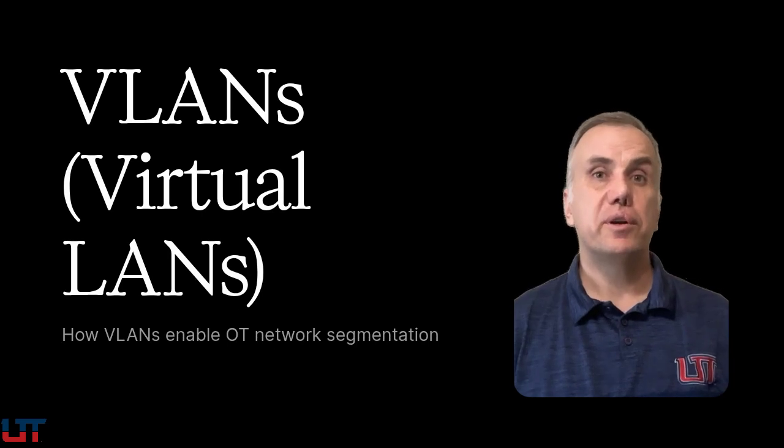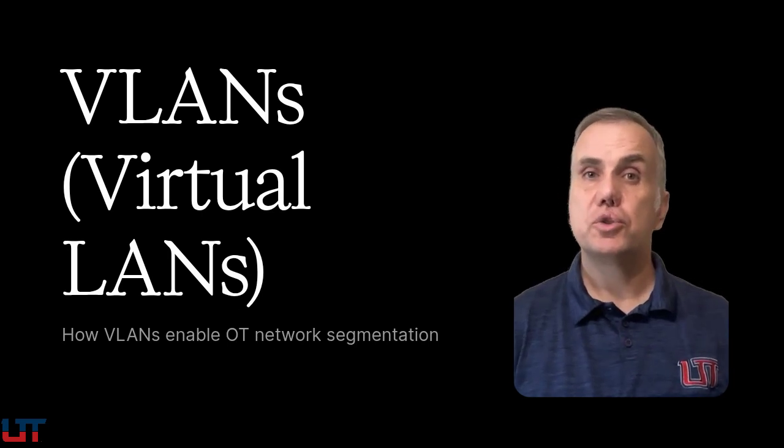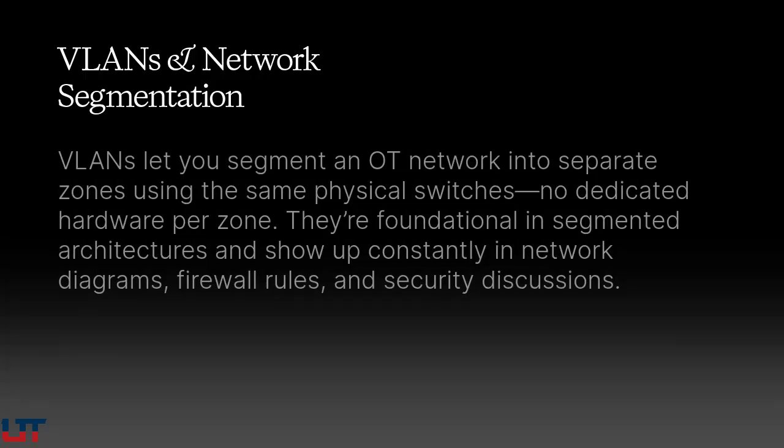So in this video, we're going to talk about VLANs, which are virtual local area networks. A VLAN is the primary tool that we will use to implement network segmentation without purchasing separate physical hardware for every zone. Understanding how VLANs work is essential because they're the foundation of every segmented OT network architecture. And they'll appear constantly in network diagrams, firewall configurations, and security discussions.